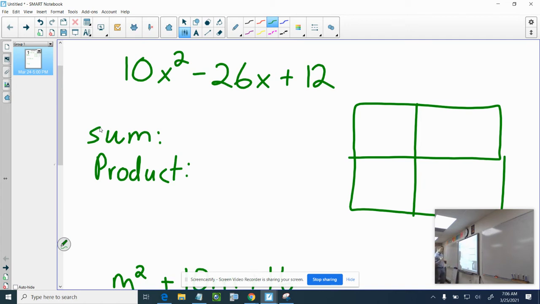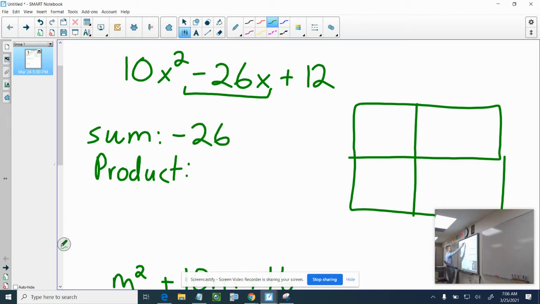You're going to be given a problem like 10x squared minus 26x plus 12. You write down sum, product, and a box. Then we start filling those things in. The sum comes from right here. It's whatever is attached to x, not x squared, just x. It's typically the middle term if everything's in order. So our sum would be negative 26.